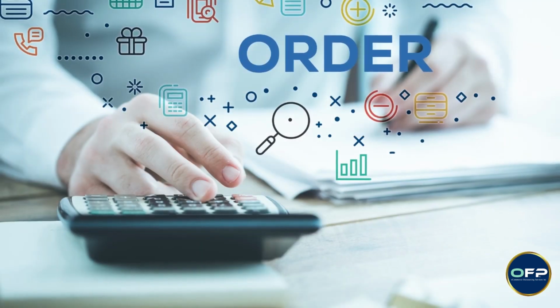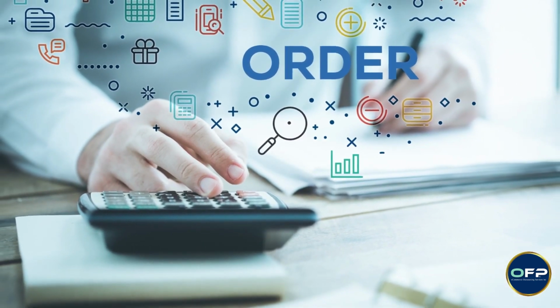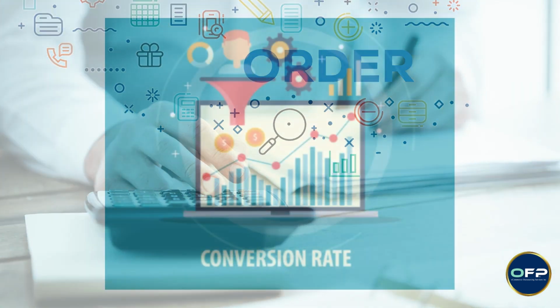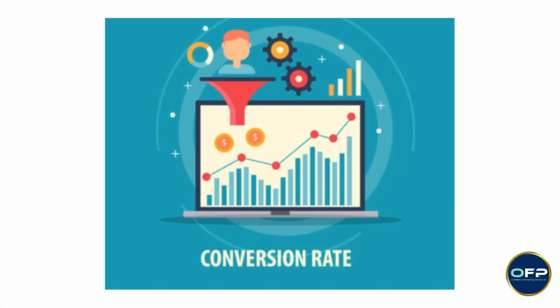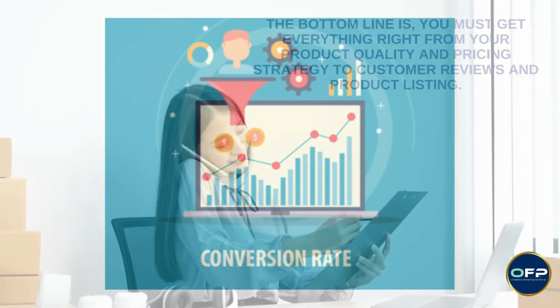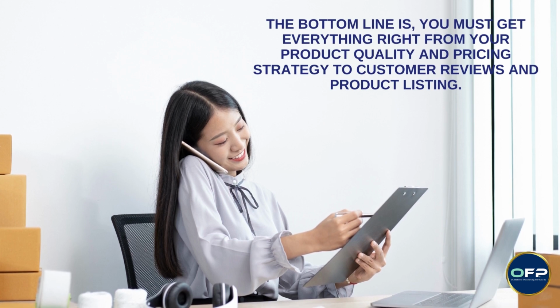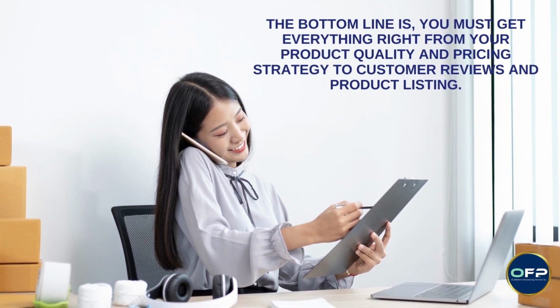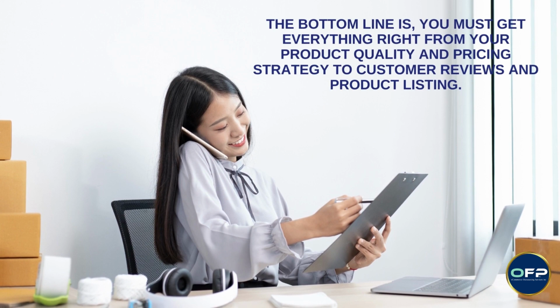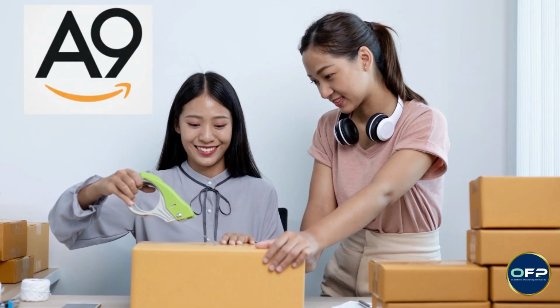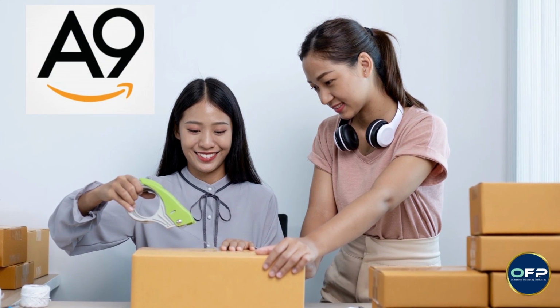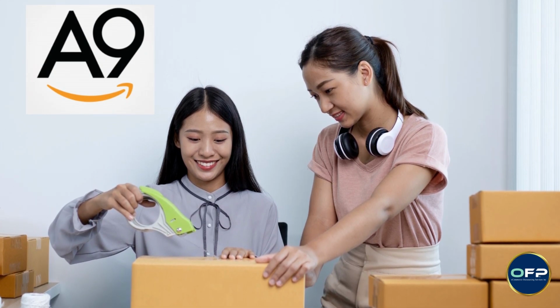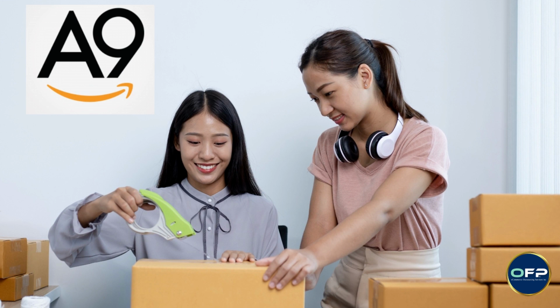Also, if you can't fulfill orders in a timely manner or there's a problem with your product listing, you can't expect your conversion rate to improve. The bottom line is, you must get everything right from your product quality and pricing strategy to customer reviews and product listing. Amazon's A9 algorithm considers all of these factors when determining your ranking. So it's very important to ensure everything is top-notch.